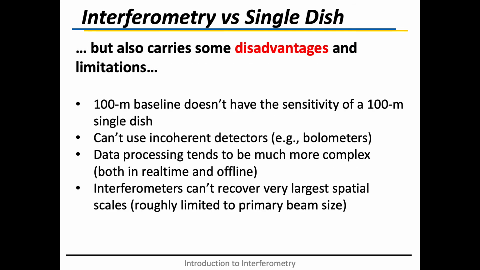So there are some disadvantages to keep in mind, most notably that even though you have a 100-meter baseline, that doesn't mean that you have the full collecting area of a 100-meter dish. Big single dishes can be much more sensitive than interferometers because what matters in terms of sensitivity is just the total collecting area. If you've got a bunch of holes in your synthesized aperture, which is what the interferometer has, you don't gain that sensitivity back, whereas single dishes get the full collecting area all the time.